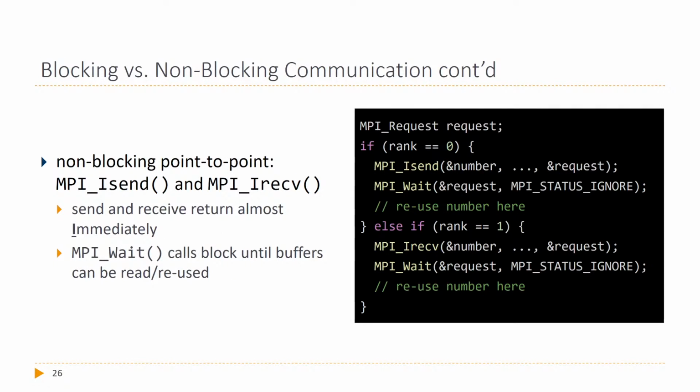Now, what's the difference to non-blocking communication? Non-blocking communication is represented with the MPI functions ISend and IReceive. The I comes from the word immediately because they return almost immediately. They do not wait, they do not block. What happens here is that you tell MPI you want the send operation to take place. However, you promise not to reuse the buffer before calling an MPI wait call and waiting for the wait call to finish. So this is often used for latency hiding and for overlapping communication and computation.